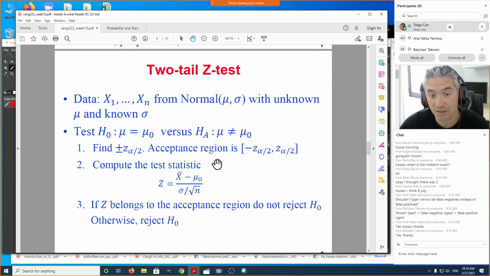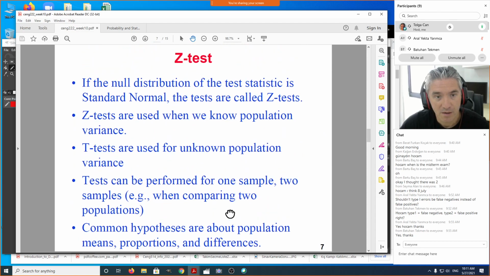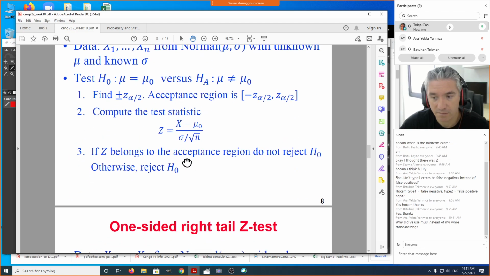The acceptance region is either from -infinity to z alpha, or from plus infinity to minus z alpha. Depending on whether we are conducting a right tail test or a left tail test, this is where z alpha is. The acceptance region will be from minus infinity to z alpha if we are performing a right tail test. If it's a left tail test, the acceptance region will be from plus infinity to minus z alpha.